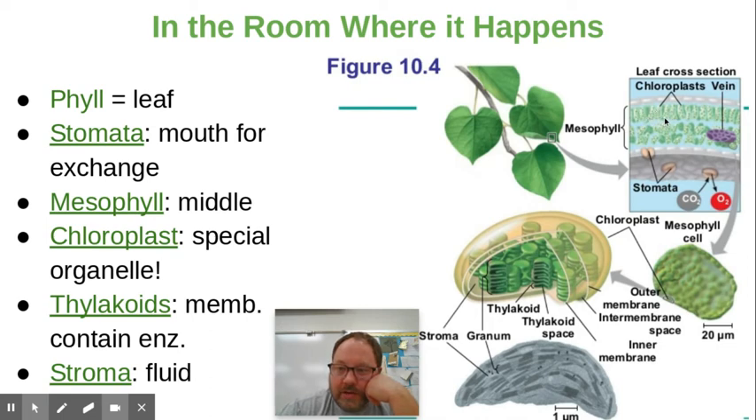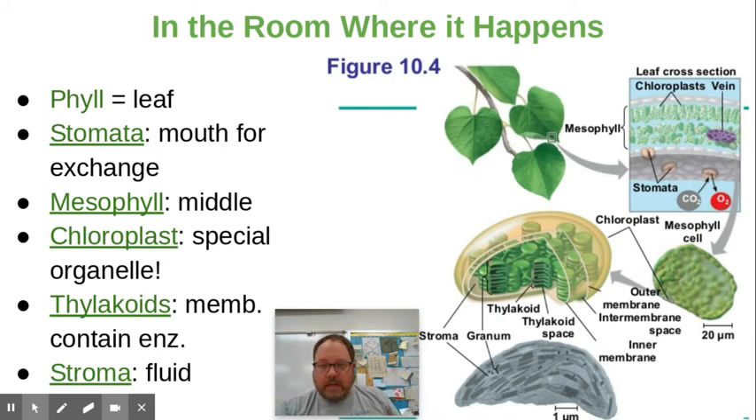So there are a couple of layers we see here. Here's the palisade mesophyll. Along the top, it looks like little columns. You have all these chloroplasts lined up to sort of maximize opportunity to absorb light energy. And down in here, this is called the spongy mesophyll. The spongy mesophyll has lots of pockets of air, and that is where gases can be swapped around.